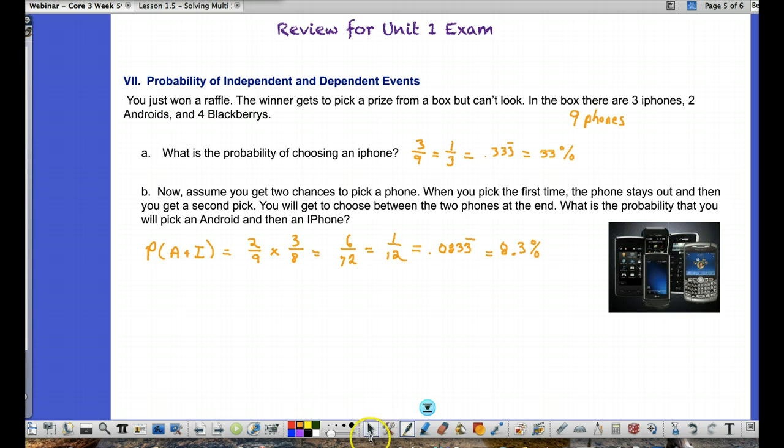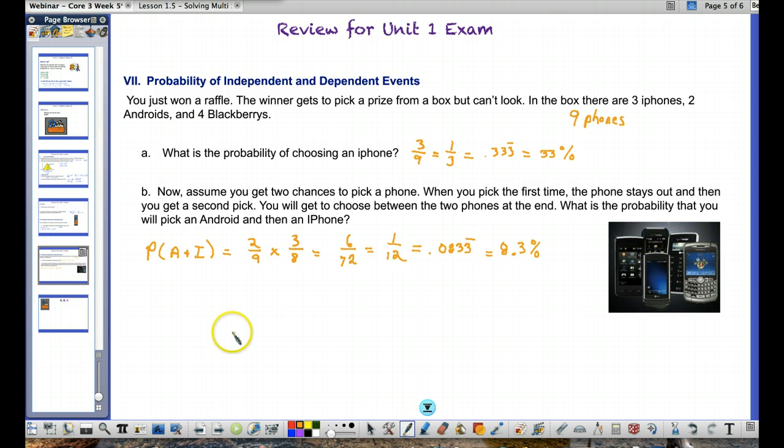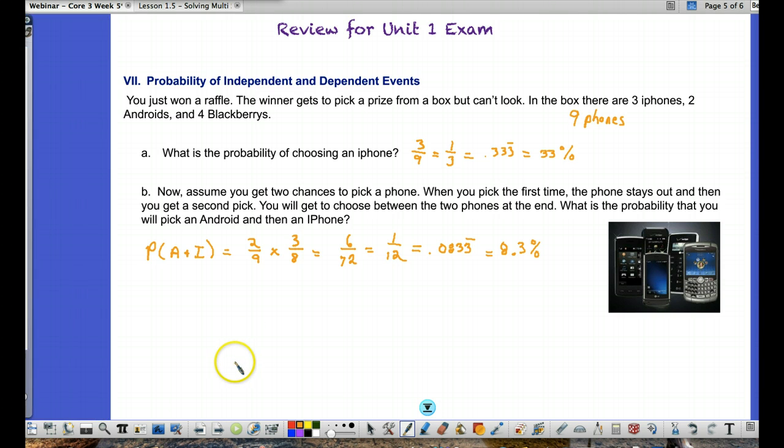So that's all the review that I have for you as far as what I know people were struggling with a little bit, or that we had a little bit less of a lesson. First of all, do you guys have any questions about this probability? Okay, you guys feel pretty good about the probability?